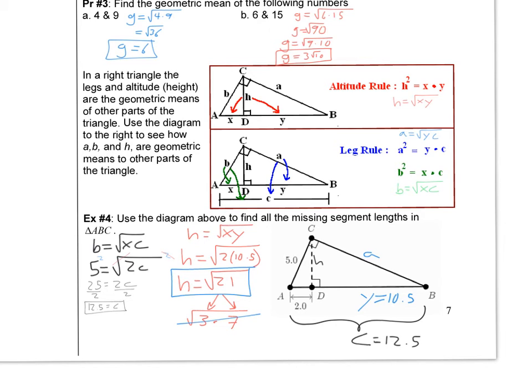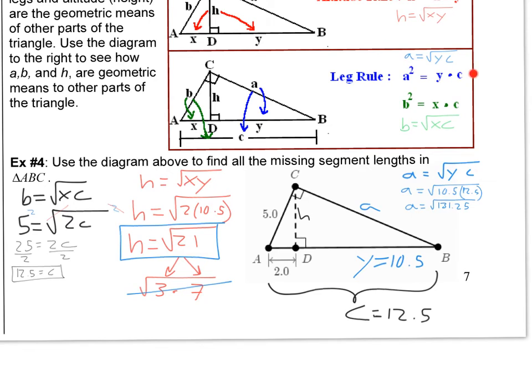Okay, so the last thing we're looking at here is side A, and I want you guys to solve that. You can see side A here is the geometric mean of Y and C. You know both Y and C, so I want you to go ahead and give that a try. Pause the video, give it a shot, and then unpause it when you're ready to check your work.